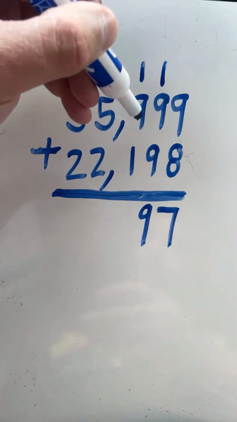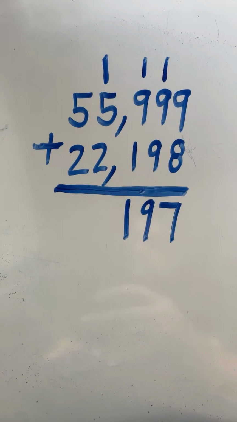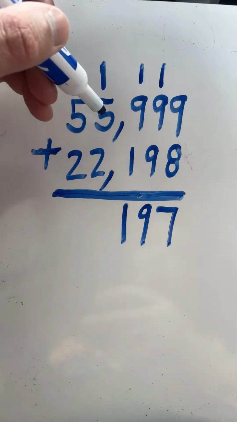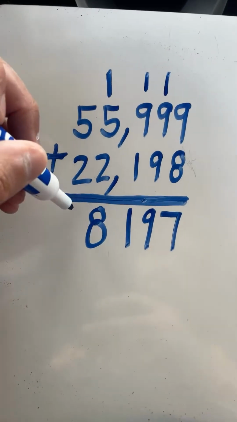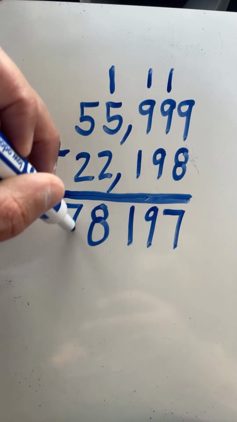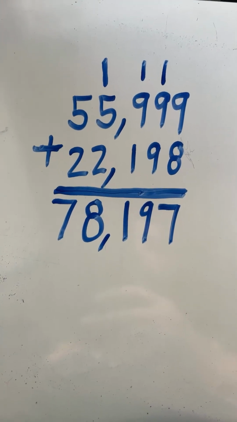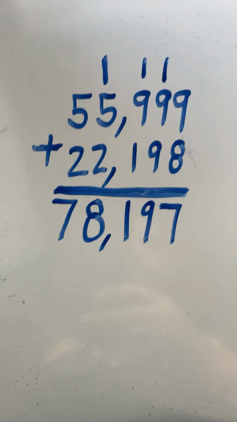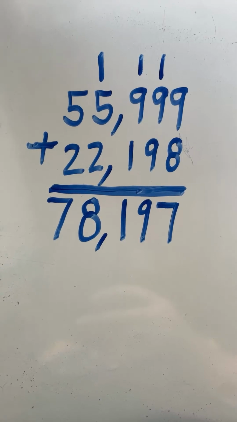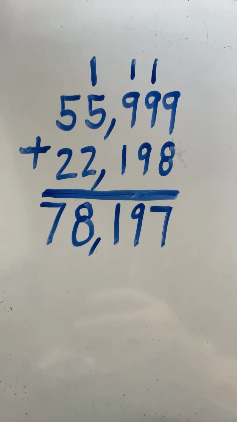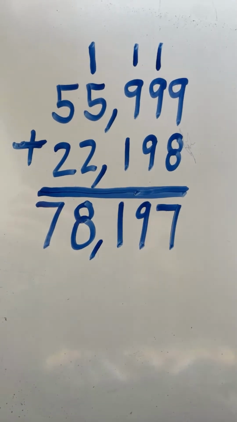1 plus 9 equals 10, plus 1 equals 11. 1, carry the 1. 1 plus 5 equals 6, plus 2 equals 8. 5 plus 2 equals 7. And we have our final answer. 55,999 plus 22,198 equals 78,197. All right, moving on to the next example.